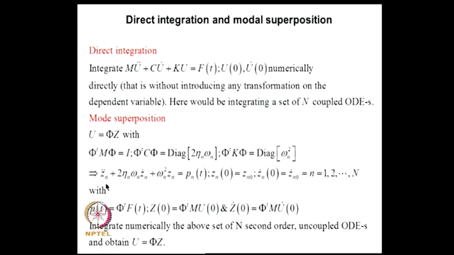Now what we could do is integrate each one of these equations numerically, find Zn of t as a time history, and our interest would be to find elements of u of t. So we have to go back to this equation and find elements of u of t. So in a mode superposition method, the numerical solution of the differential equation is carried out in the z domain, and to get back to the u domain you have to again go back to the relation u equal to phi z.